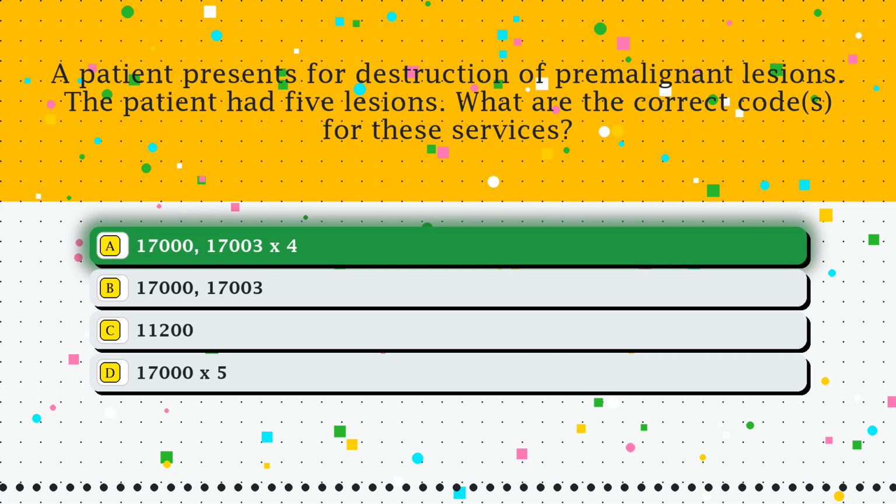The correct answer is option A, 17000, 17003 x4.